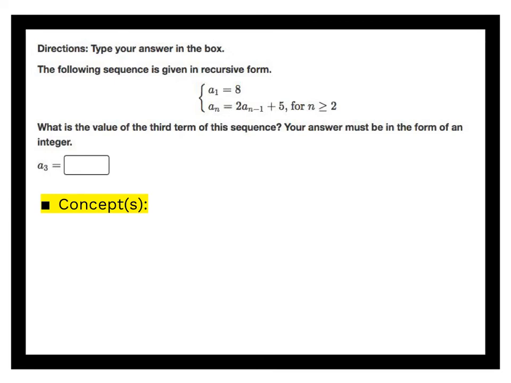Okay, this next question involves sequences. It involves something called a recursive sequence. It says type your answer in the box. The following sequence is given in recursive form. Well, what does that mean?